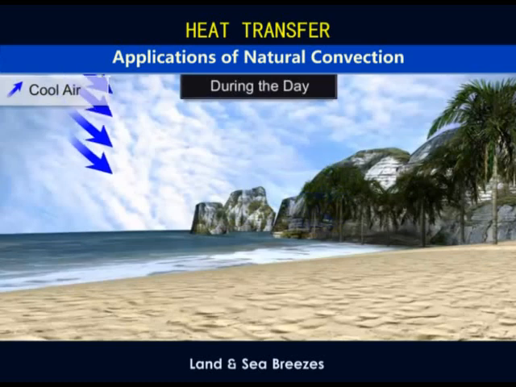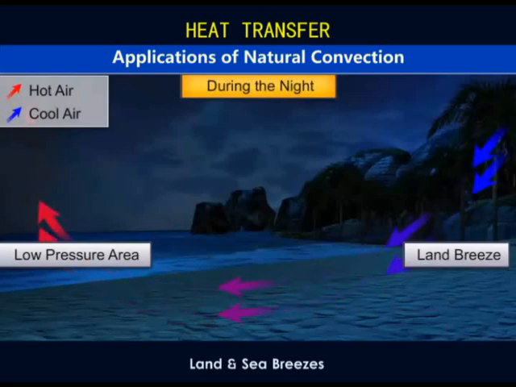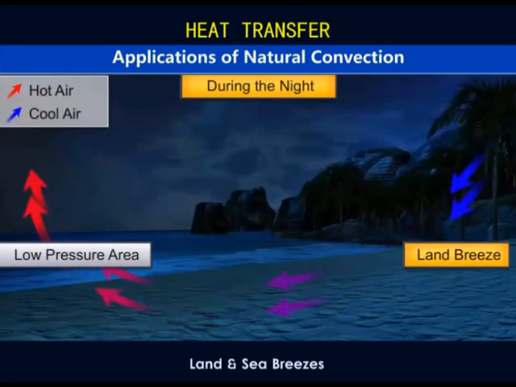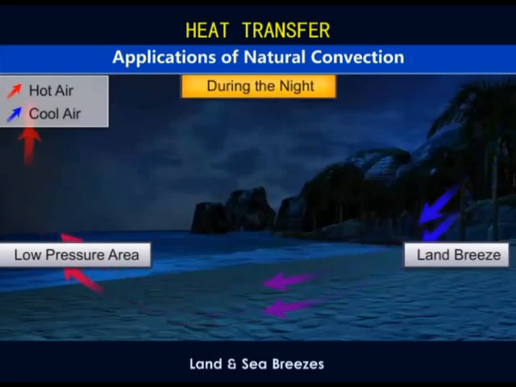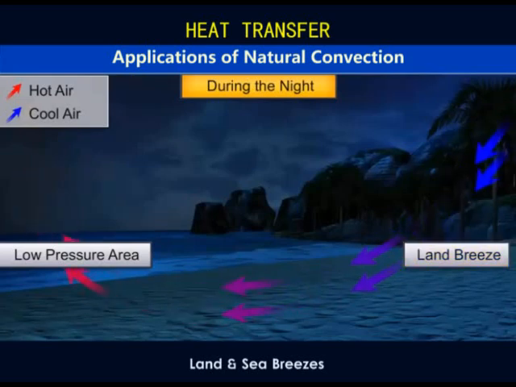At night, the exact reverse happens. Air moves from the land to the sea. This is known as land breeze. During the night, the land loses heat faster than the water, so the air over the water is warmer than that over the land. So it expands and rises, creating a low pressure region. The cooler air over the land is therefore drawn towards the sea to replace the rising air. This offshore wind forms the land breeze.